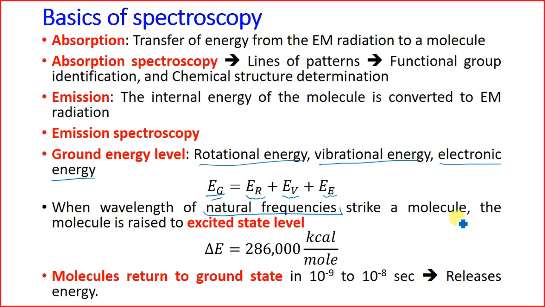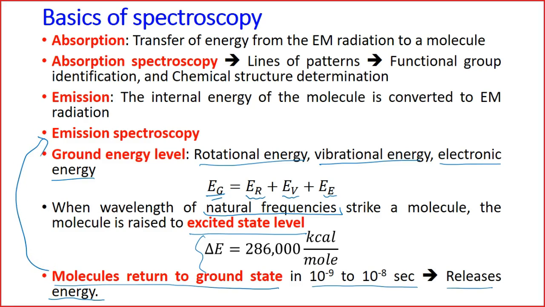So they strike a molecule, and the molecule is raised to the excited state level. Usually this delta E is given by 286,000 kilocalories per molecule. Now these molecules return to the ground state in 10 to the power minus 9 to 10 to the power minus 8 seconds, and during this they release the energy, and that energy is being measured in emission spectroscopy.